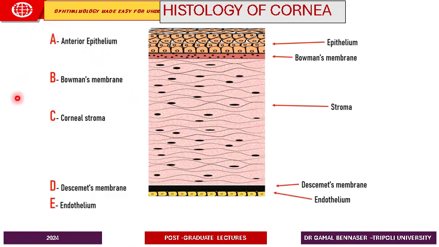And as a mnemonic, you have to memorize the 5 layers like this: A for anterior epithelium, B as Bowman's membrane, C as corneal stroma, D Descemet's membrane, and E for the endothelium. Now, in the next slides, we'll speak about each layer in detail. We will start with the epithelium, and we will speak about the features of each layer, the function of each of these layers, and the composition of each layer.